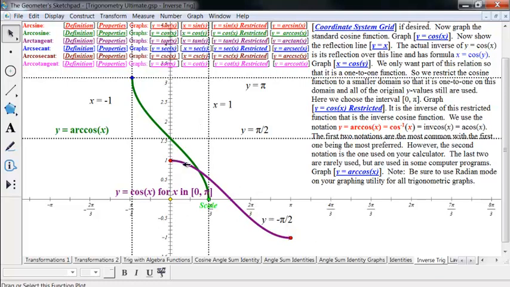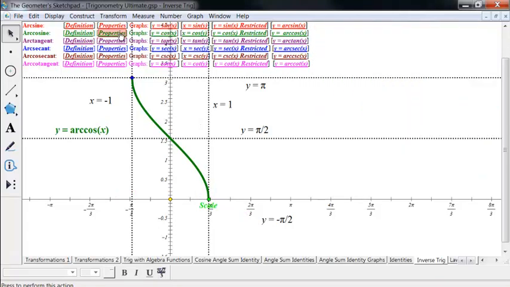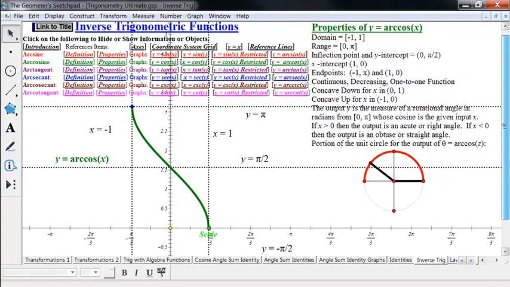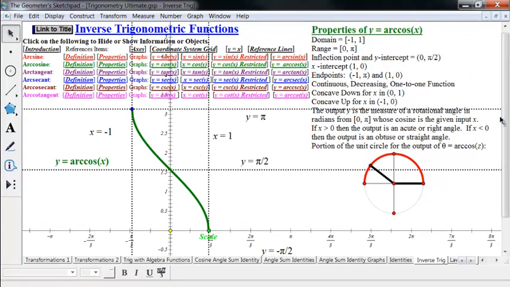Actually, we only kept half of a period of the cosine wave, and that's what we found. That's what we flipped over to get the arccosine. So let's look at some properties that the arccosine has. Okay, our inverse cosine. The domain is -1 to 1.